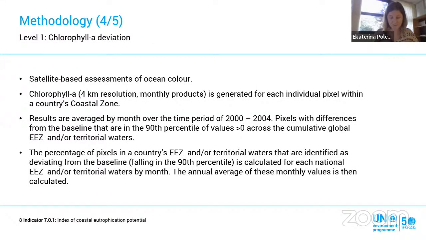Chlorophyll-a deviation is based on satellite assessment of ocean color, and is generated for each individual pixel within a country's coastal zone. Results are averaged by month over the time period of 2000-2004. Pixels with differences from the baseline that are in the 90th percentile of values above 0 across the cumulative global exclusive economic zone and or territorial waters are identified. The percentage of pixels in a country's EEZ that are identified as deviating from the baseline is calculated for each national EEZ by month. The annual average of those monthly values is then calculated.